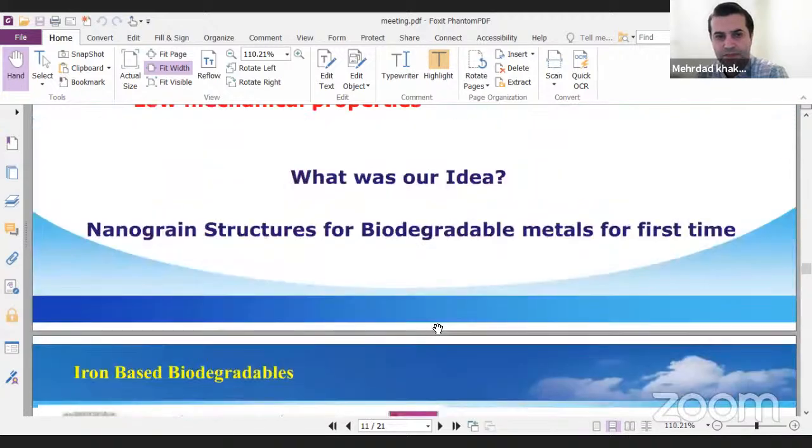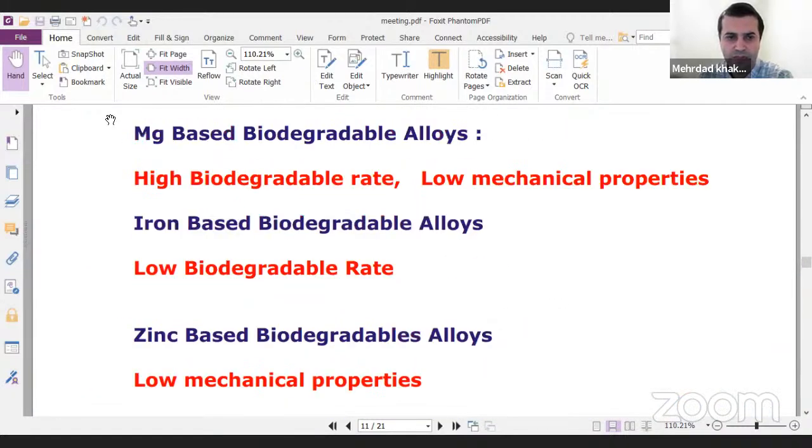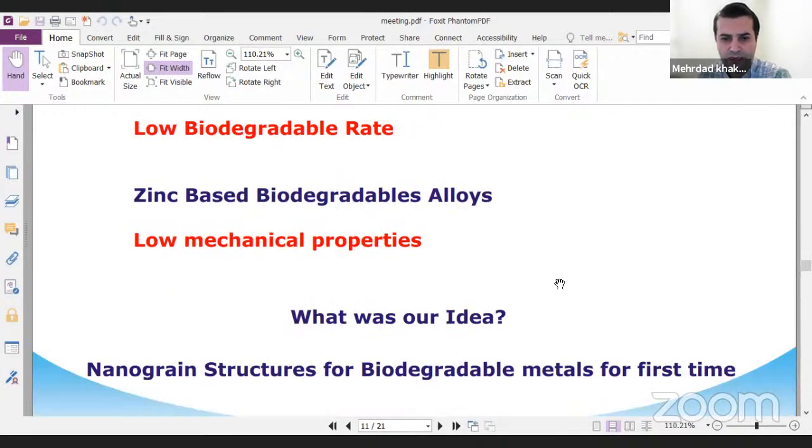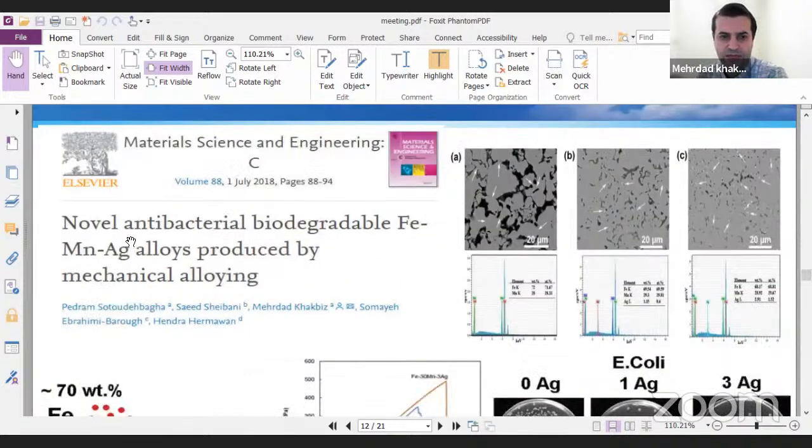So our aim for our research during 5 years was the modification of these biodegradable alloys by nanostructure modification. For example, we started our research with iron, magnesium, and silver alloys, which are ternary alloys. On one side, we produce biodegradable alloys, and on the other side, we modify the structure into a nanostructure. And we also add silver to increase the antibacterial properties of these alloys.